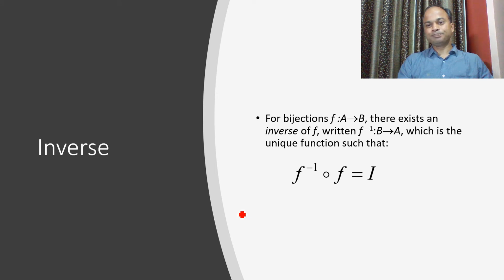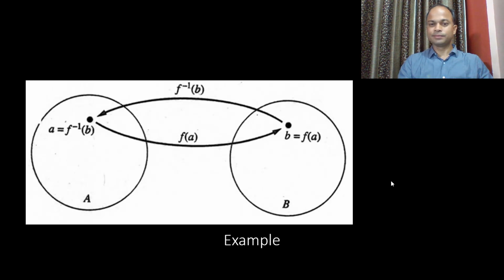If we talk about the inverse of the function, say here we have the function f. Function f maps from A to B. Then the inverse of this function, f inverse, maps from B to A. If we apply f inverse O f, then we get the identity function, identity element. This concept is called the inverse of the function.